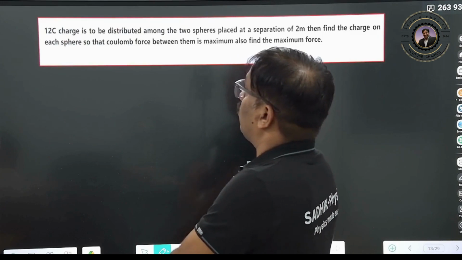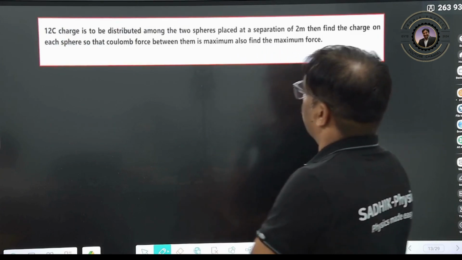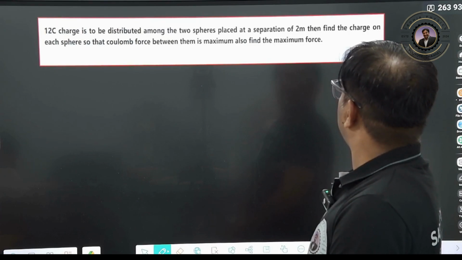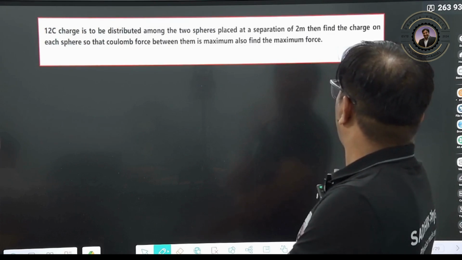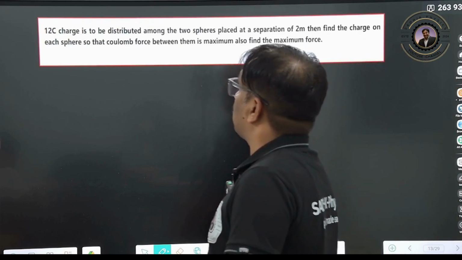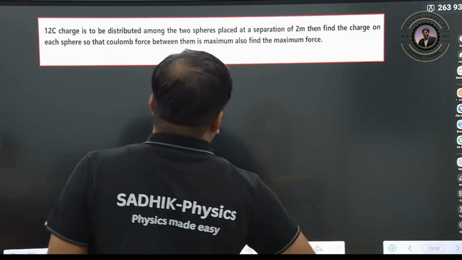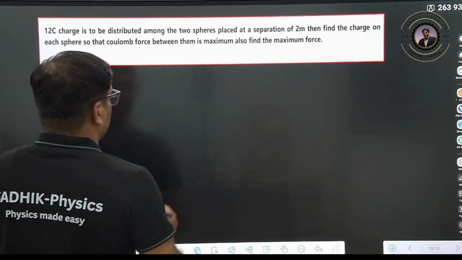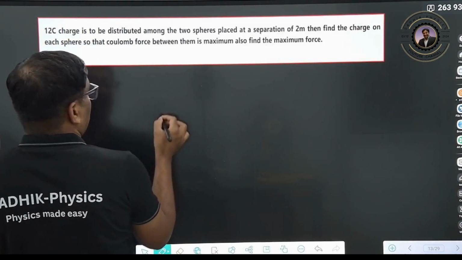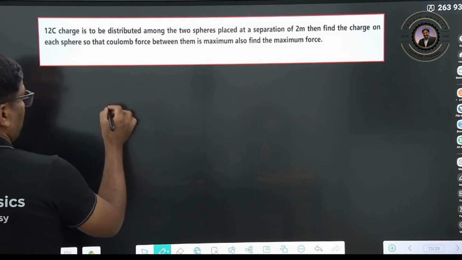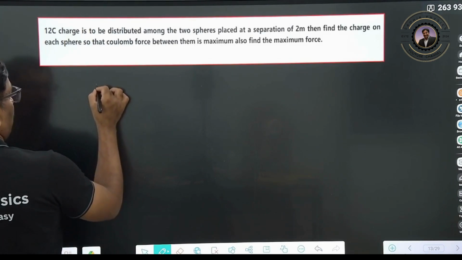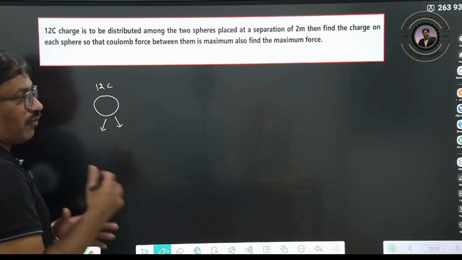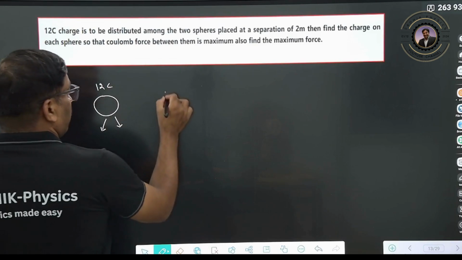A 12 coulomb charge is distributed among two spheres separated by 2 meters. Find the charge on each one so that the coulombic force between them is maximum, and also find the maximum force. I already told you. Suppose the total charge is 12 coulomb. This can be split so that the force between them is maximum.